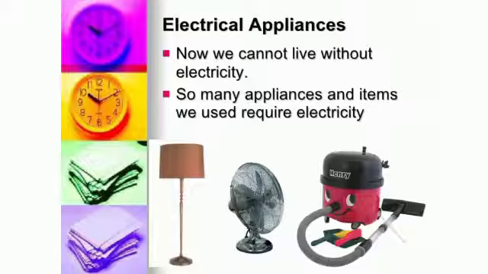Everything in the world is made up of atoms, and atoms consist of electrons, protons, and neutrons. And these three tiny particles are found in everything around us. And when the electrons move, they create electricity.